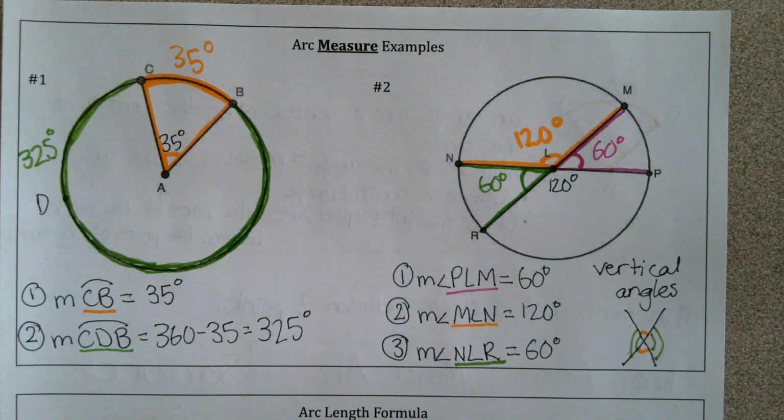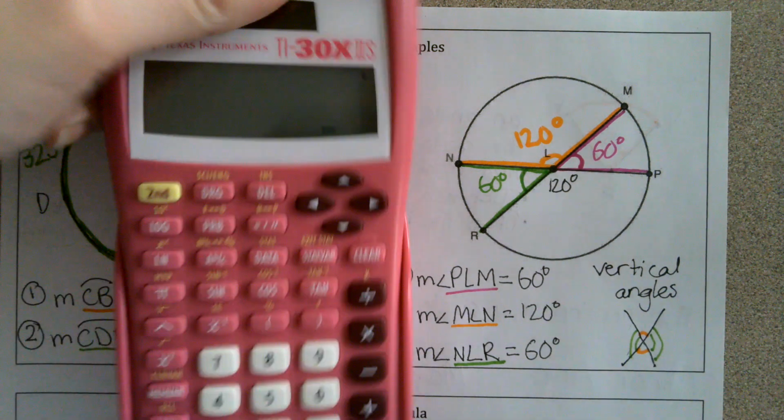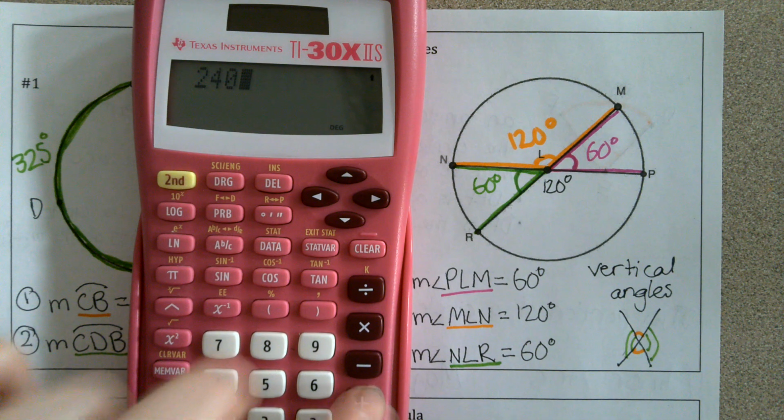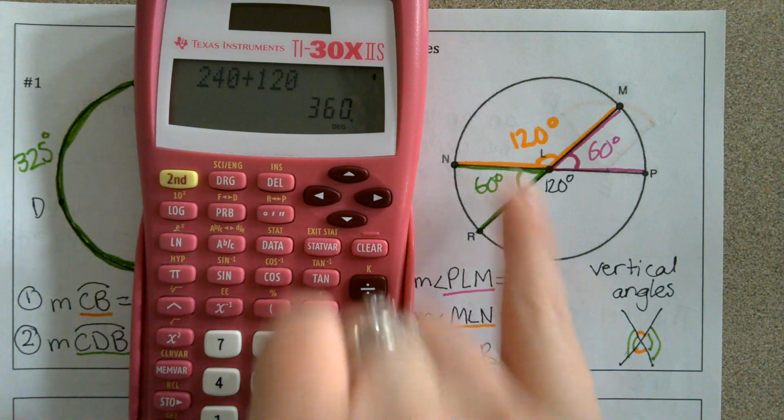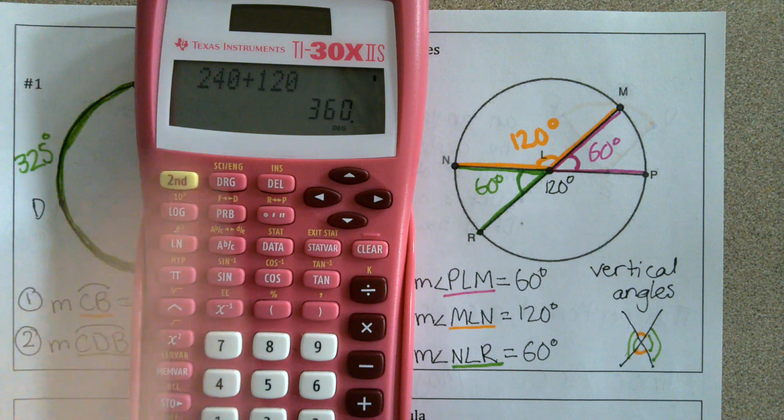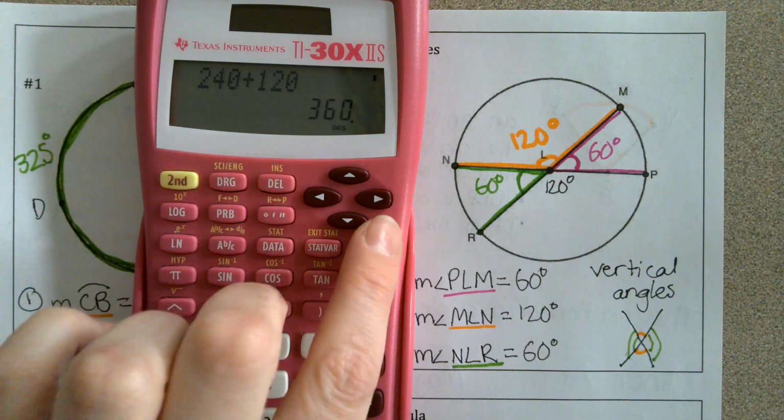120 and 120 is 240. 60 and 60 is 120. So 240 plus 120 is 360. Again, you could just put all four of these in your calculator if you like, but I condensed it a bit to make it easier.